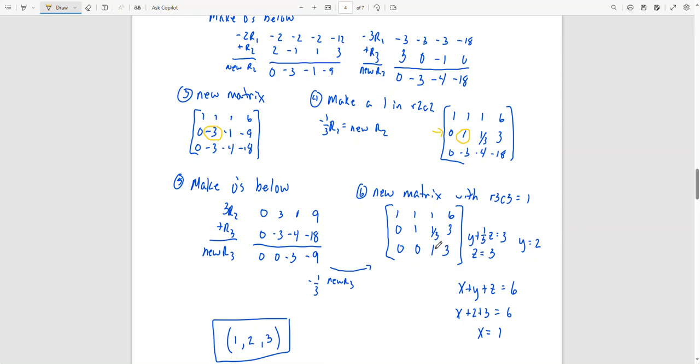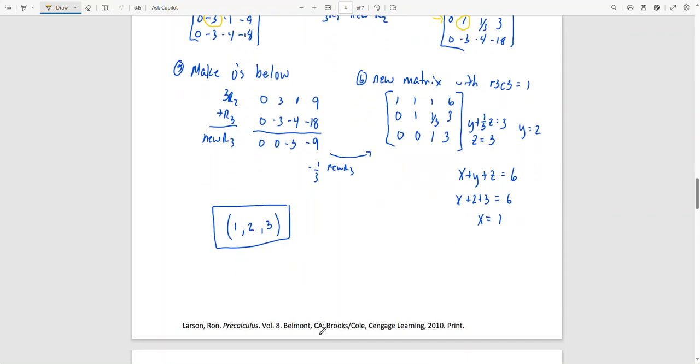Okay, so I have leading 1s. I have zeros below them. This is Gaussian elimination. This says z equals 3. This says y plus 1/3 z equals 3. So if z is 3, 1/3 of 3 is 1. Y must be 2. And the top equation, top row, says x plus y plus z equals 6. We know what each column stands for. So we put in the 3 for z, the 2 for y, and x must be 1. Excellent.